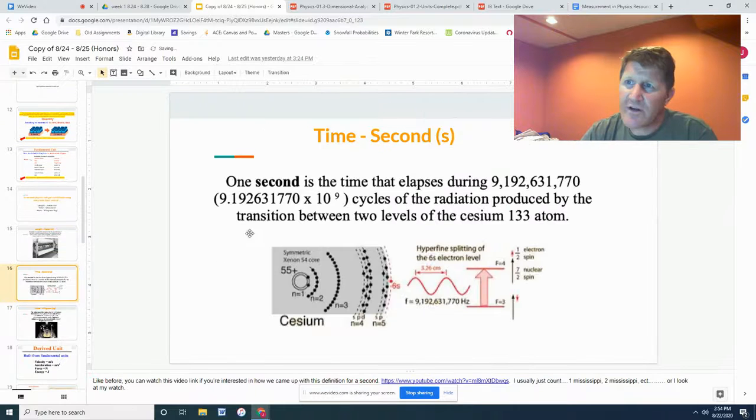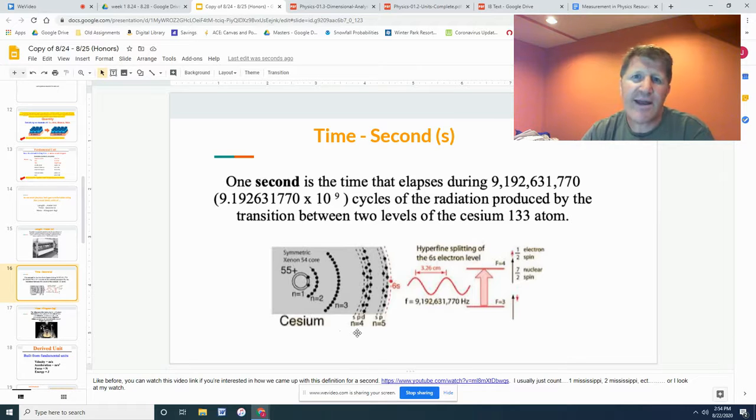The next measurement we're going to use is time, and you're familiar with time already, and our unit is going to be seconds. Once again, if there's a link down here, if you're interested, feel free to go to this and see how that unit of time has been measured using the cesium atom.